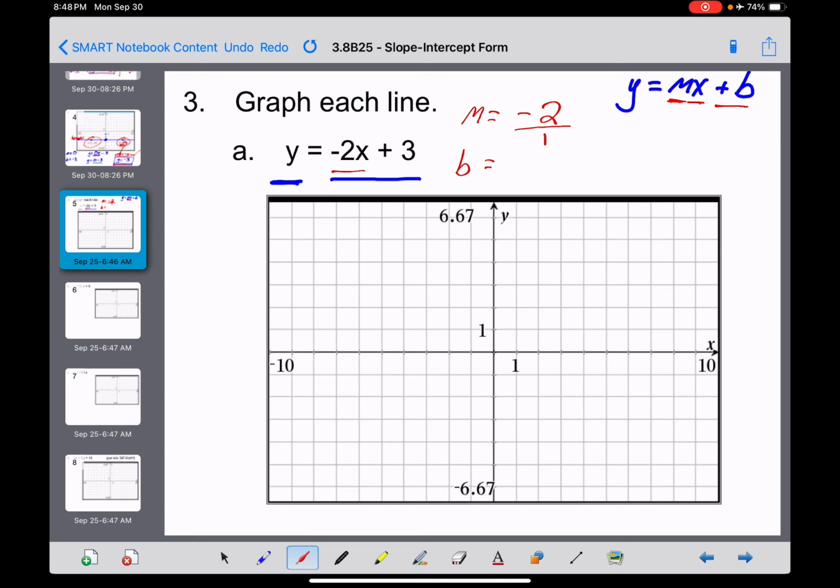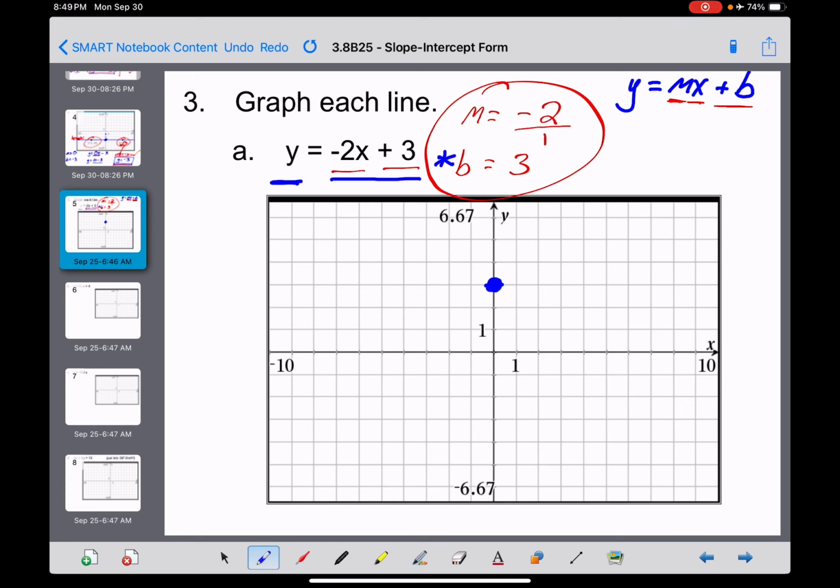B, the y-intercept, is the number that's added at the end, and that's going to be a +3. And these are the only two pieces of information we need in order to graph this line. We start with the y-intercept, guys. This line crosses the y-axis at 3. So from the origin, I would go up 1, 2, 3 units and put a big fat dot right there. And I know that my line passes through that point.